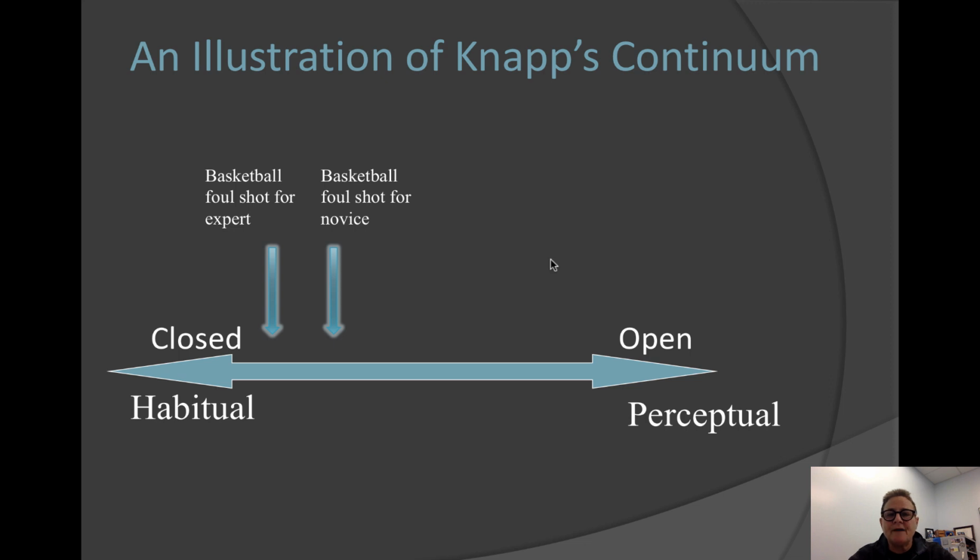Notice where the basketball foul shot is placed for the expert. Notice that the expert is more habitual in terms of his or her response. In other words, when I do the basketball foul shot, every time I come up to the line, I look pretty much the same. I'm going to try to manufacture the motor program, the output, to be almost the same each time so that I am successful at meeting the goal of the task. Novices will have more motor programs that they'll attempt until they become better at doing the foul shot.